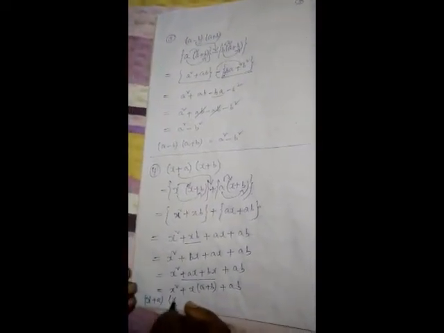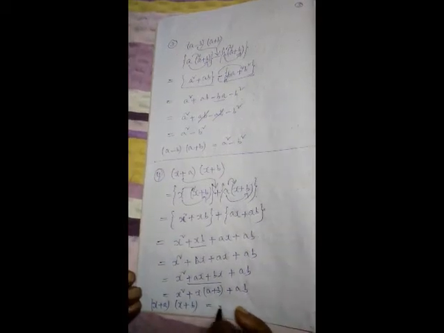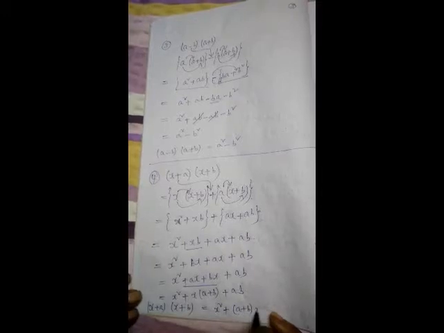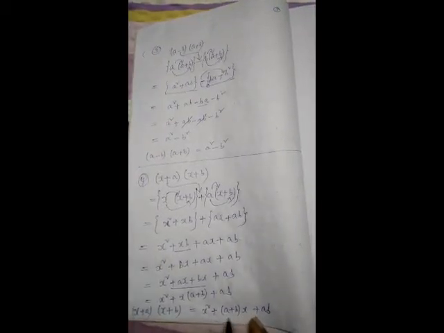One more identity: X plus A into X plus B is equal to X square plus A plus B of X plus AB. This is the fourth identity, the fourth important special product. X plus A into X plus B is equal to X square plus A plus B of X plus AB.